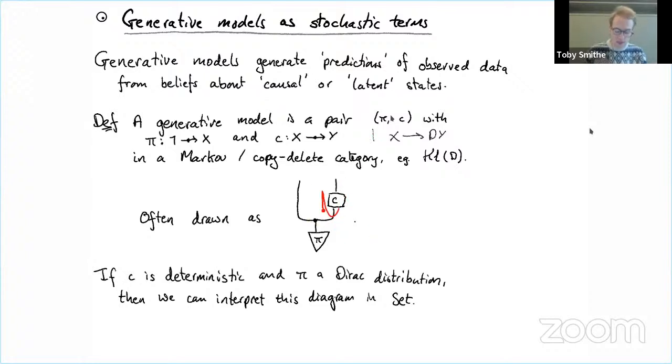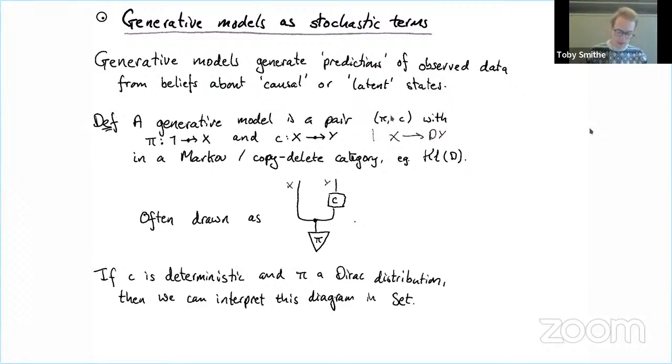these things are often drawn in this way, where you've got this pi. We write pi often because we think of it as a prior, to use the term that comes up in statistics and machine learning. And this is some joint model, some joint distribution on X and Y. So it says I've got beliefs over our causal or latent states and beliefs over our observed data, and these things might be correlated, of course.